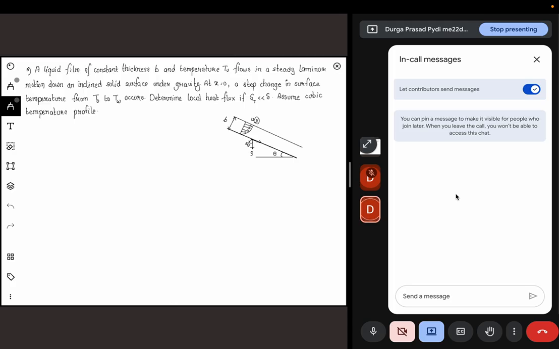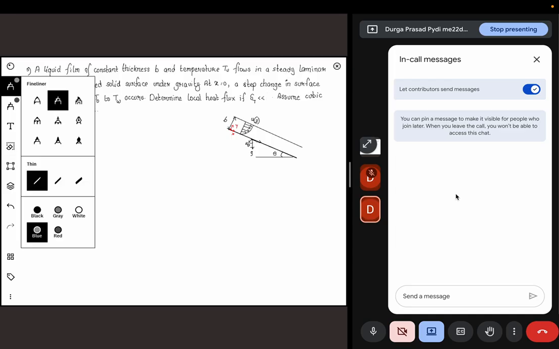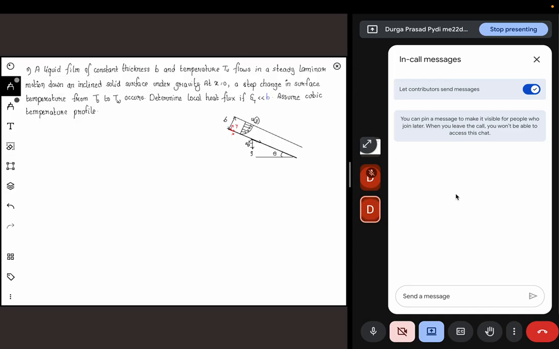So we have a liquid film of constant thickness B and temperature T naught that is flowing in a steady laminar motion down an inclined solid surface under gravity. At x equal to 0, which is say here, let's say this is our horizon, a step change in the surface temperature from T naught to TW occurs. Determine the local heat flux if delta T is very much less than the thickness, which is B.